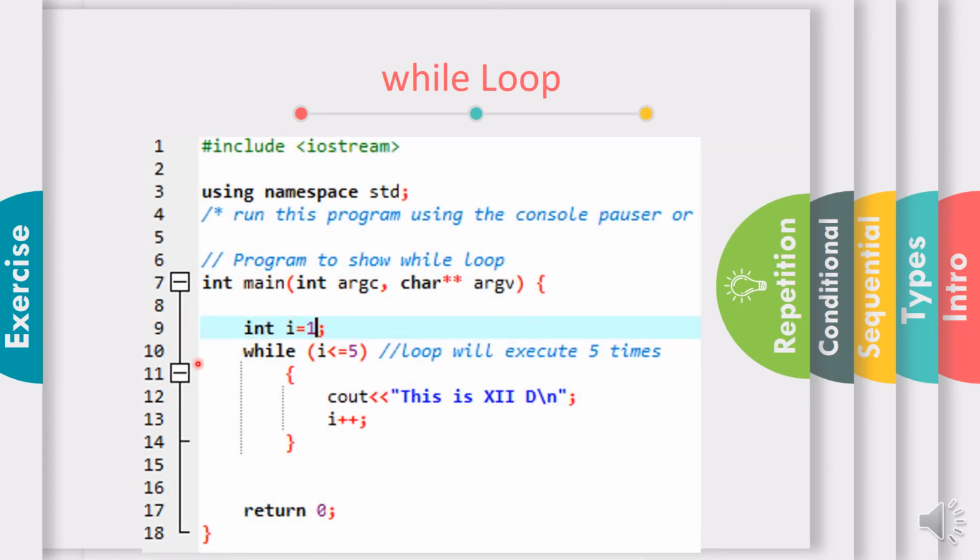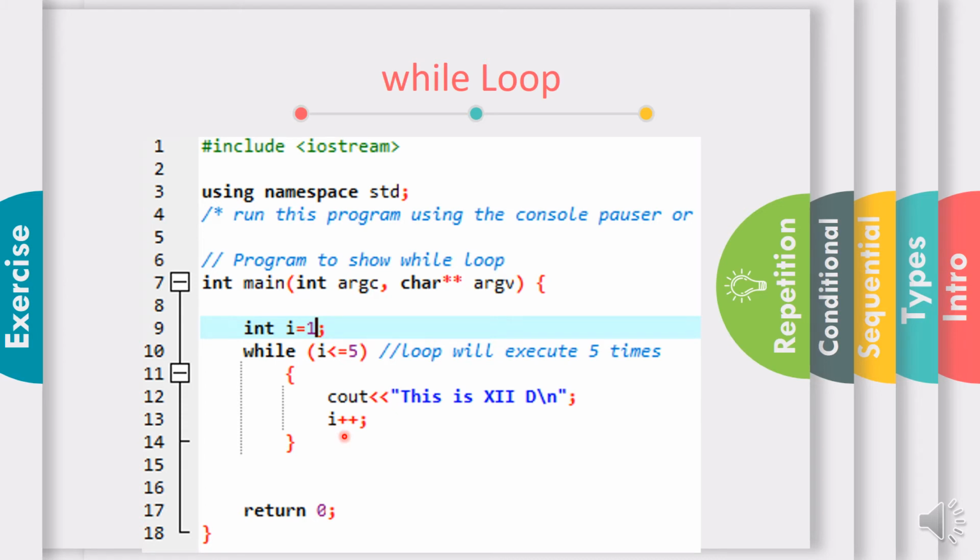Okay, here is the very simple example. It is the same example that we have executed with the help of for loop. Again, I have taken the variable int i is equal to 1, and using while loop I have checked the condition while i is less than or equal to 5. Until and unless this condition remains true, it will execute the statement, then i plus plus.